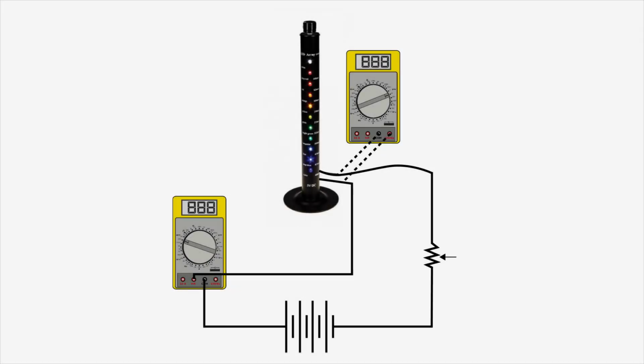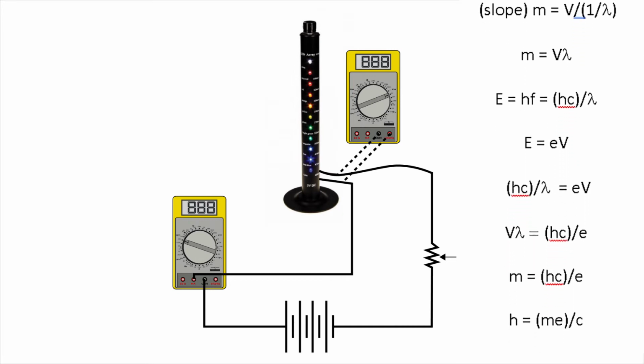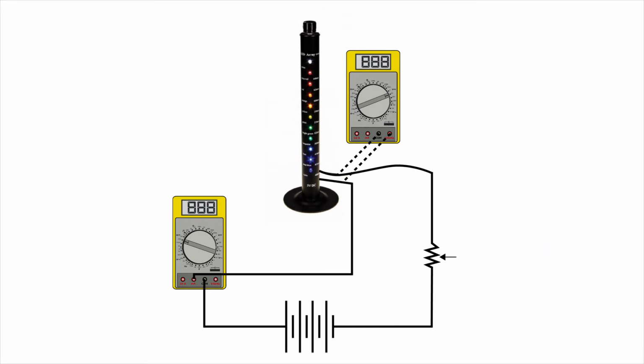I won't go through the full derivation here in this video, but using the stopping potential and the slope of the line, you can then approximate Planck's constant. In the experiment that I did, I got about 8% error from the accepted value.